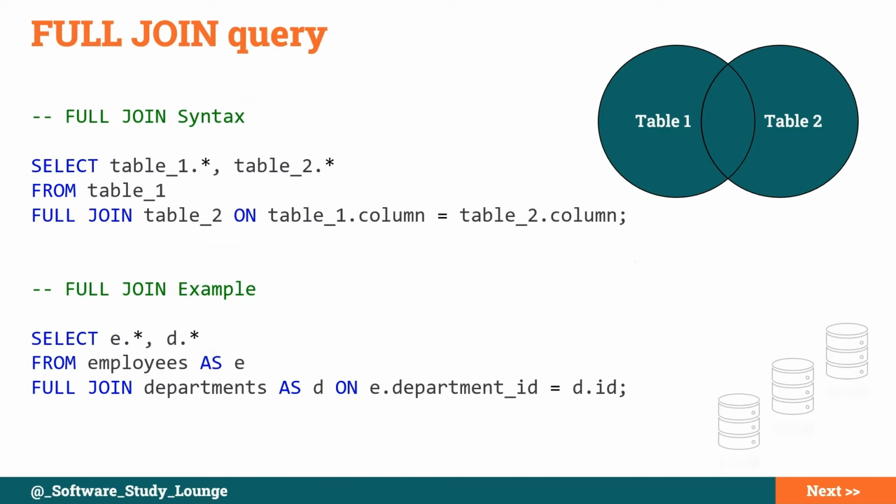So take an example of a full join query. We have two tables, table 1 and table 2, and both are included, and the common part is also included in the results. First it checks all the common part, after that it returns all the left table rows, and after that it returns all the right table rows.